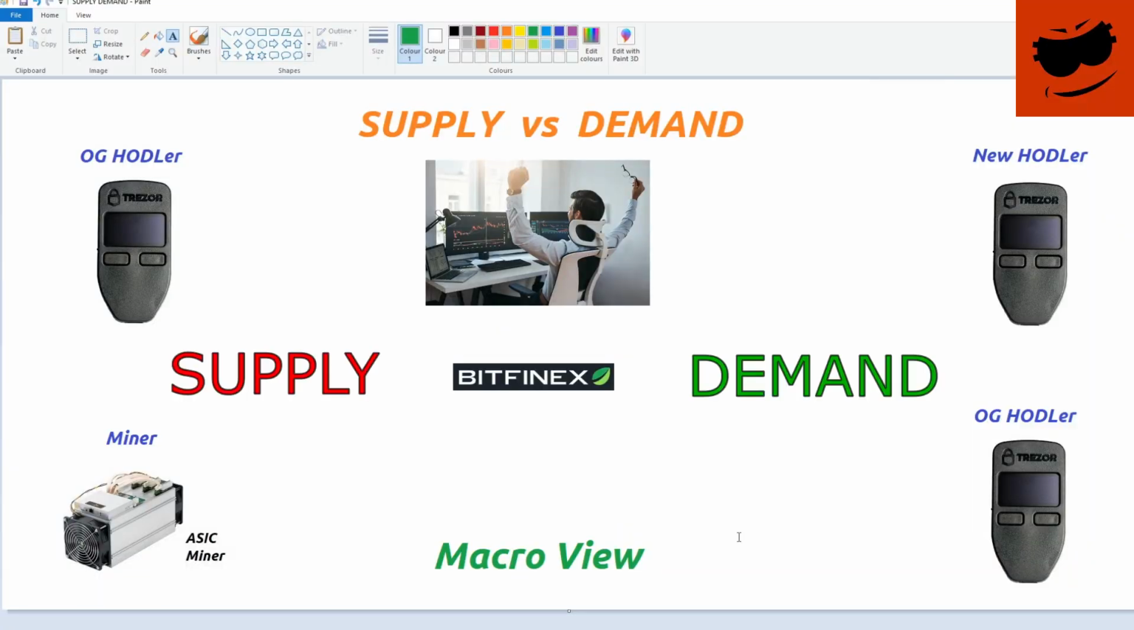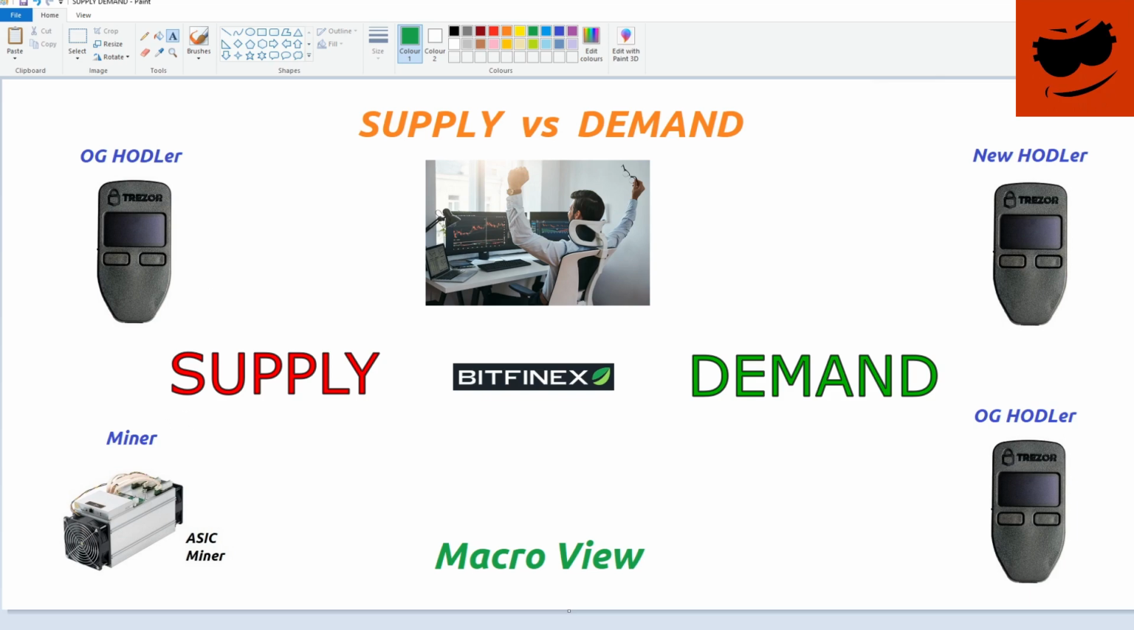Okay, I've done a fairly simple, dumbed down version of the supply and demand here. And this is just a broad scheme. So this doesn't really affect the price on the minute level. This just affects the price broadly. So what we have over here is the OG hodlers, the guys who potentially bought in 2013 or something like that, right?